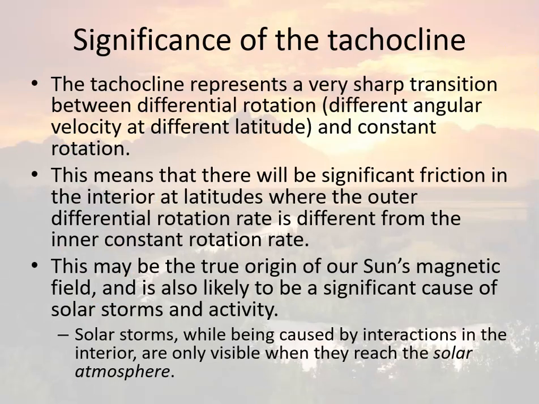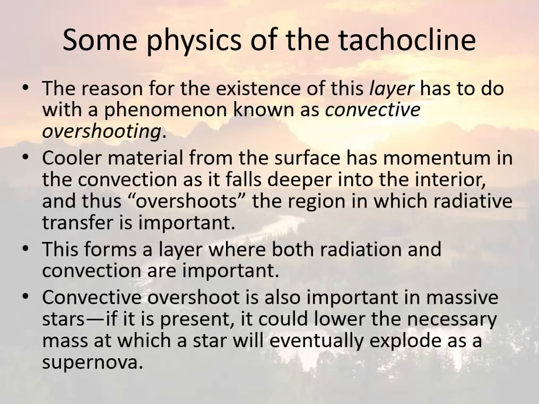Now, the reason this is significant is because solar storms, which are caused by interactions in the interior, are only visible when they reach the solar atmosphere. But you're dealing with interactions having to do with the differential rotation, and this differential rotation, which exists outside of the tachocline, is what ends up bending our sun's magnetic fields around, and that ends up creating the solar storms in the end, as we'll discuss later on.